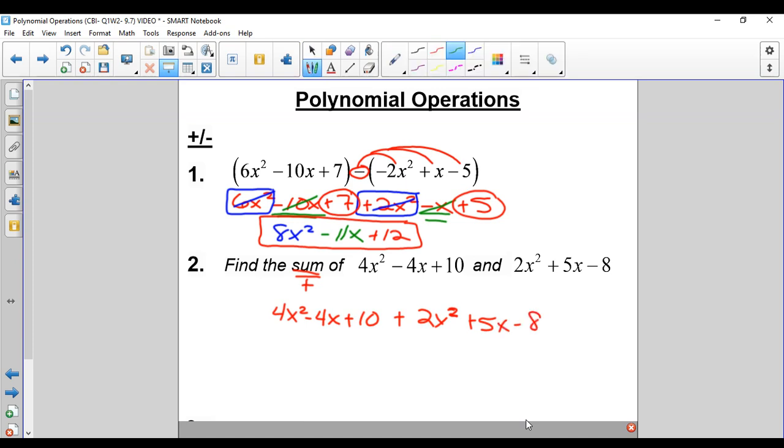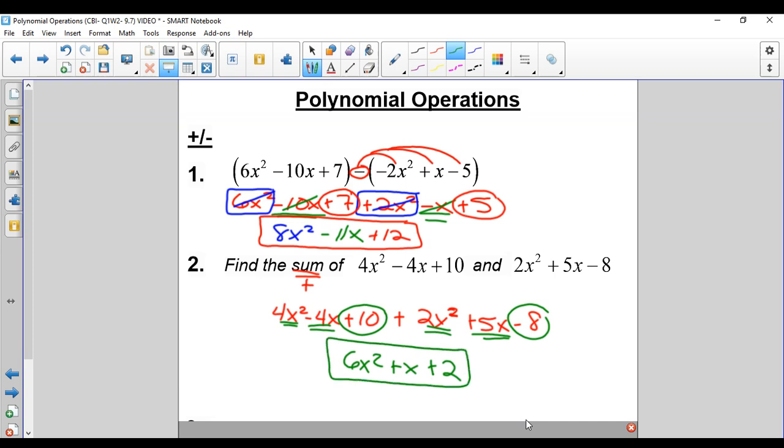Parentheses don't matter. Combine like terms. 6x squared. Move down the line. We get plus x and then plus 2 at the end here. We're done.